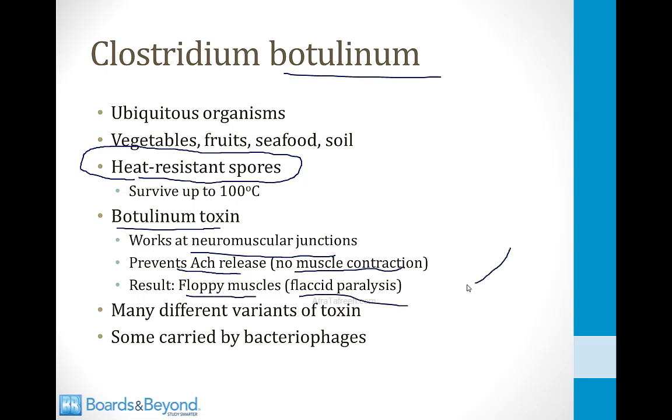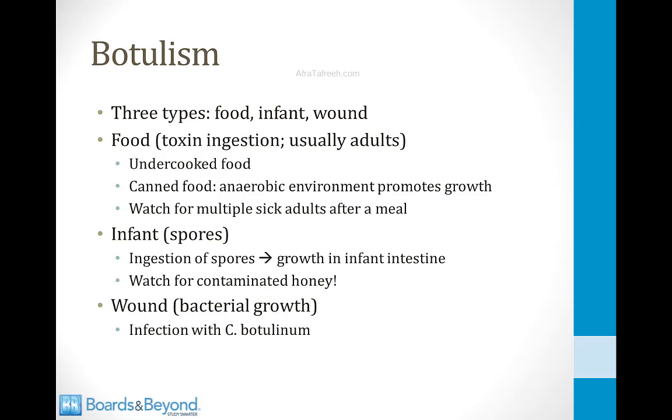So this is in stark contrast to tetanus. Tetanus gives you a rigid paralysis. Botulism gives you a flaccid paralysis. And one thing that's high yield to know for step 1 is that there are many different variants of the toxin produced by the bacteria, and some of these are carried by bacteriophages, so the DNA is not found in the bacteria itself, but instead is found from a virus that infects the bacteria and delivers the ability to synthesize the toxin. There are 3 types of botulism: the food type, the infant type, and the wound type.